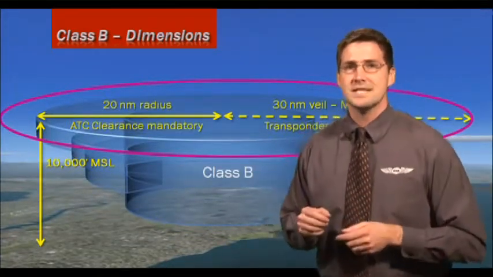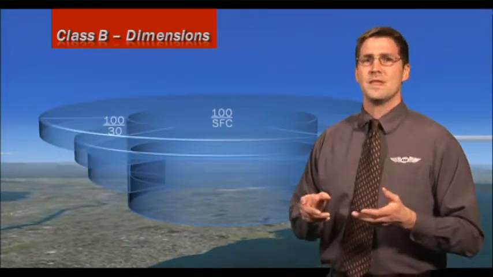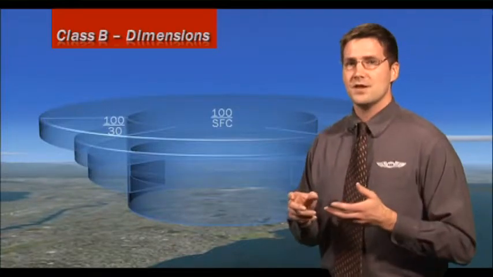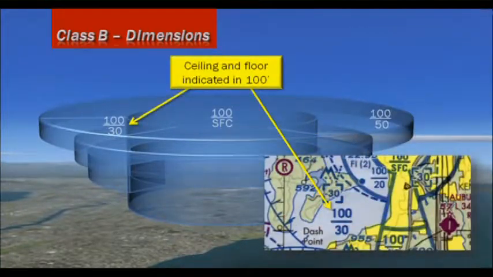Let's look at those ceilings and floors of Class B airspace in a little more detail. Now, each layer is marked on the chart with blue numbers, like you can see right here. They look like fractions. The top number always shows the top of the Class B airspace in that particular segment in hundreds of feet MSL. Now, the bottom number shows the bottom of that particular area.